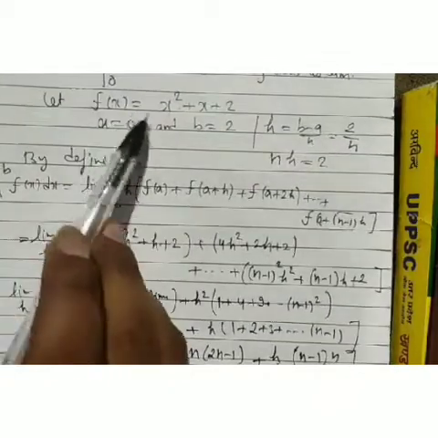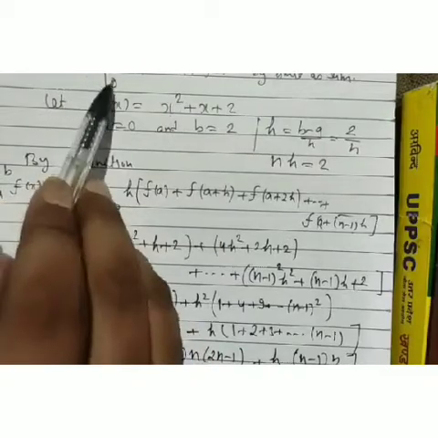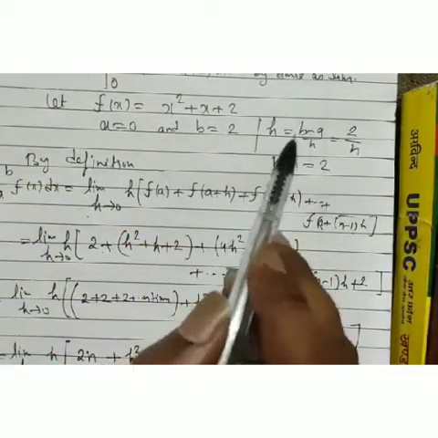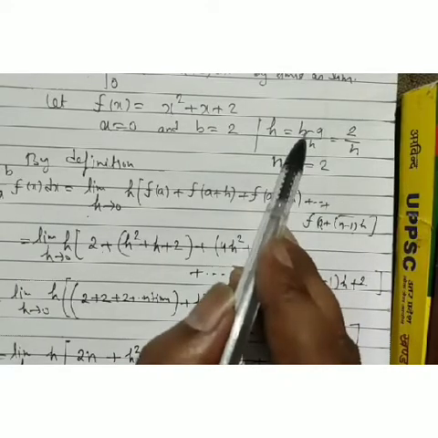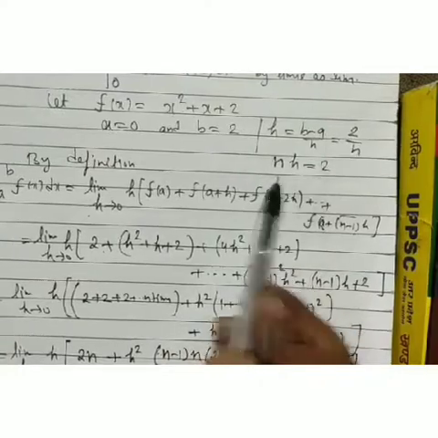Okay, I'm going to revise this for you. We take our f(x) there, x square plus x plus 2, with lower limit a as 0 and b as 2. Then we find out the value of h, what is it? h is b minus a by n. b is 2, a is 0, so 2 minus 0 is 2, h is 2 by n. Then cross multiply, we get the value of nh is what?